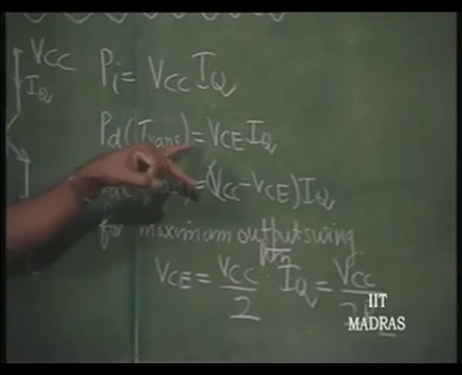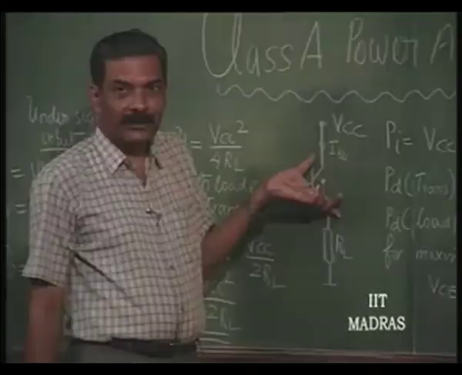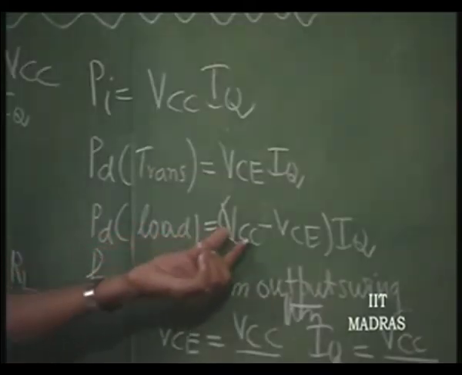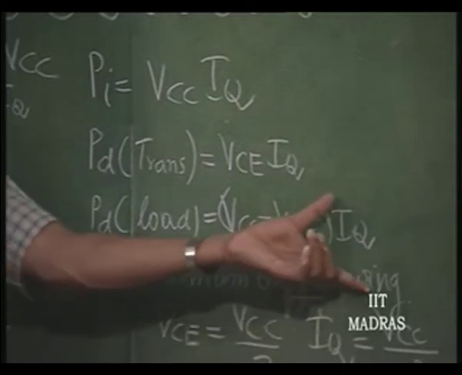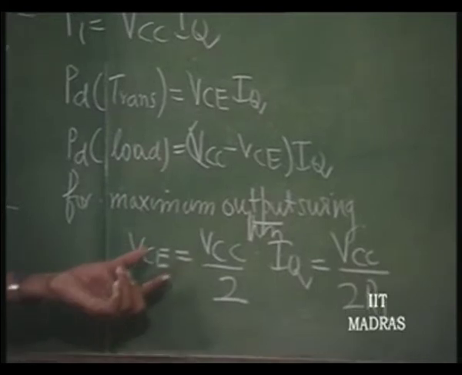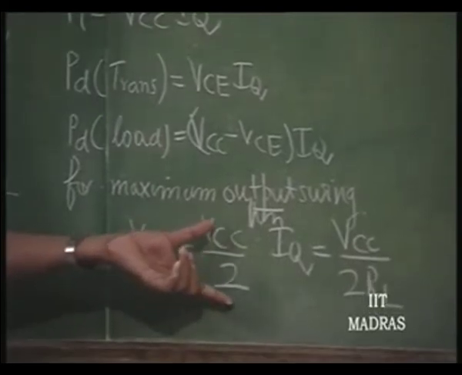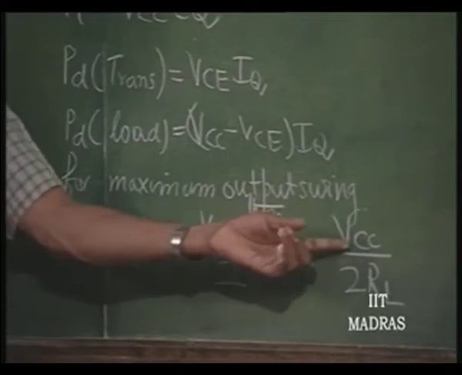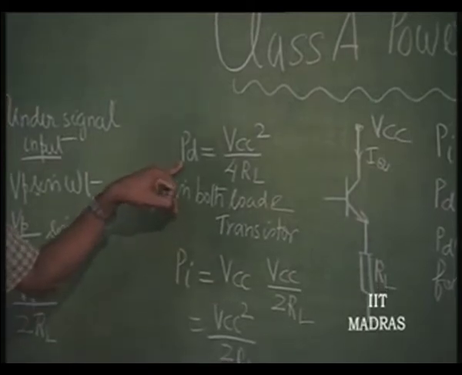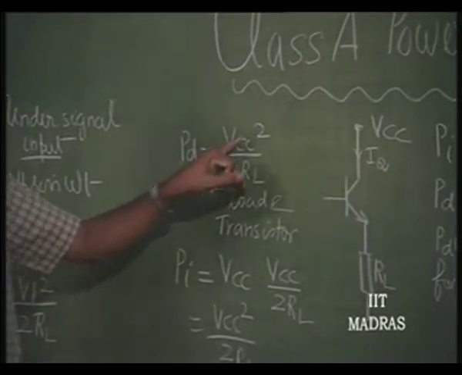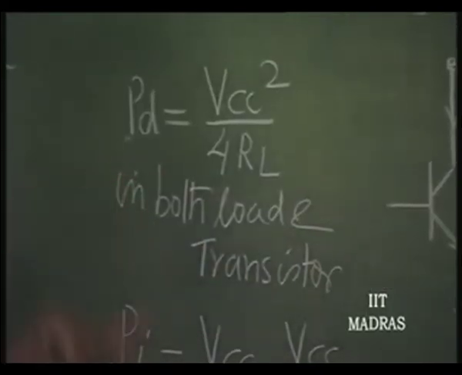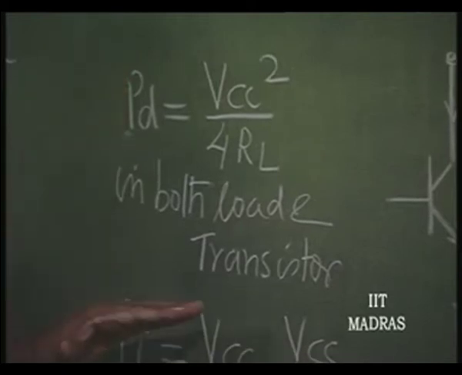P d in general is nothing but V c e, the voltage across the transistor, into the current through the transistor, V c e into I q. P d through the load is V c c minus V c e into I q. For maximum output swing, on the other hand, we wanted to make V c e equal to V c c divided by 2. Then I q becomes equal to V c c by 2 R L. And in that situation, P d is going to be V c c squared by 4 R L in both load and transistor. This is a DC power dissipated both in the load and the transistor.